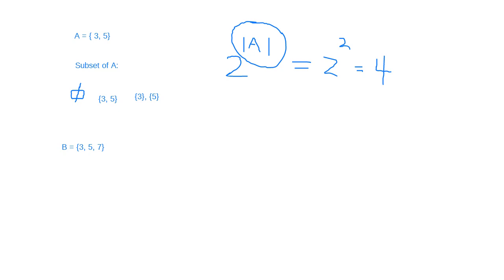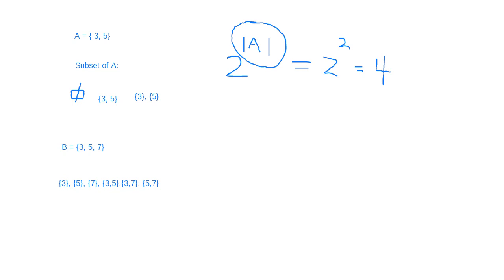Think about how many subsets we have here. Let's just list. So we have an empty set. Then we have B itself, that's 2, right? Then we have 3. We have 5. We have 7. We have 3 and 5. We have 3 and 7. We have 5 and 7.